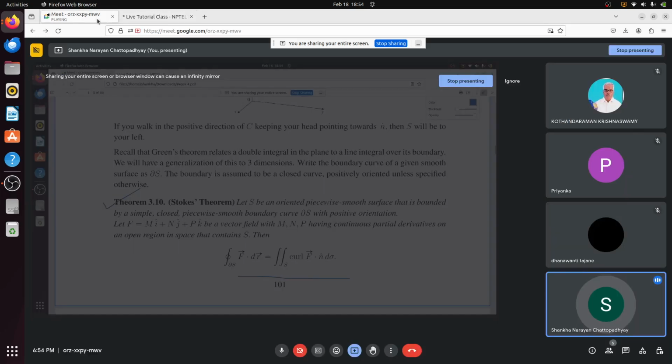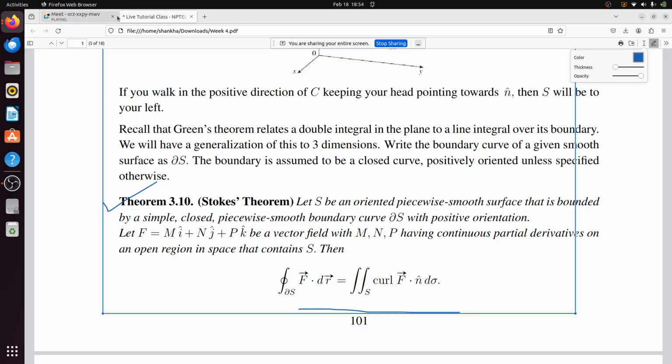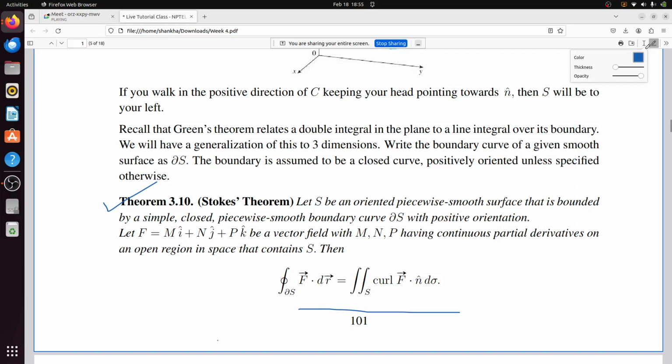Stokes theorem actually gives you a relation between a line integral and a surface integral.